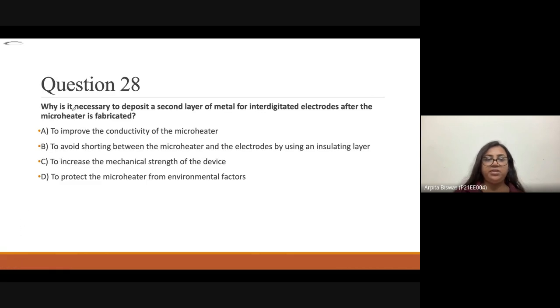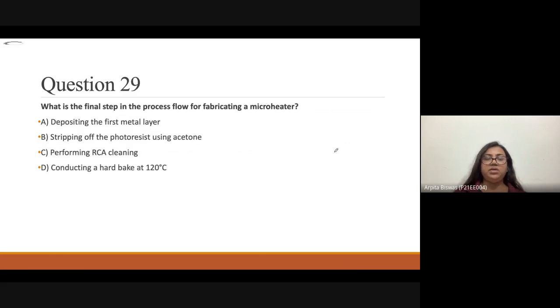The question is why it is necessary to deposit the second layer of metal for the interdigitated electrode after the microheater is fabricated. So the answer is option B: to avoid the shorting between the microheater and the electrode by using an insulating layer. Okay. Next, move toward question number 29.